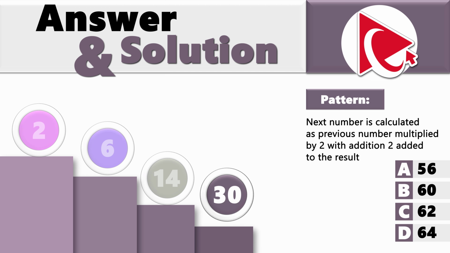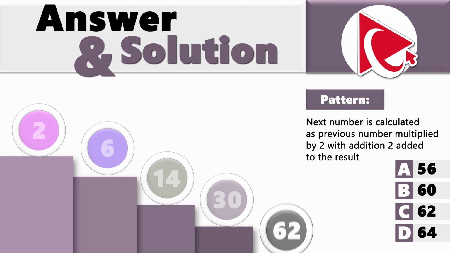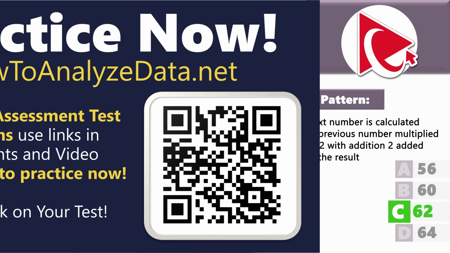To calculate the missing value, you need to multiply 30 by 2 and add 2, which would be equal to 60 plus 2, and equals 62. So the correct answer here is choice C, 62.